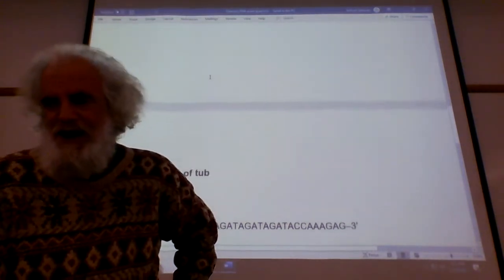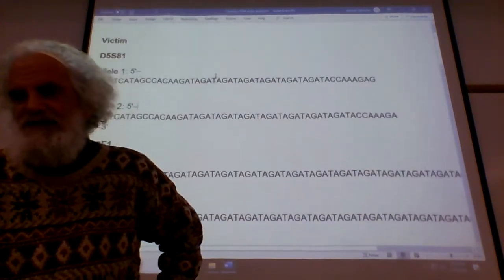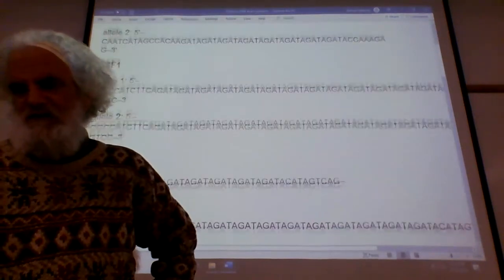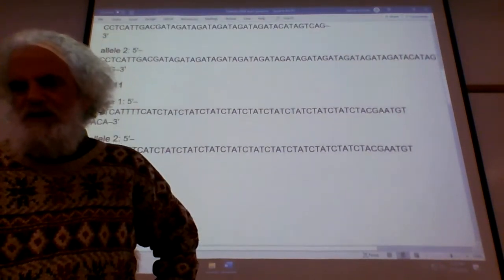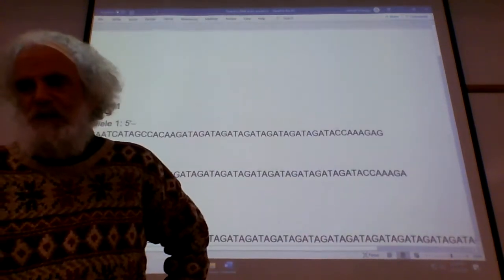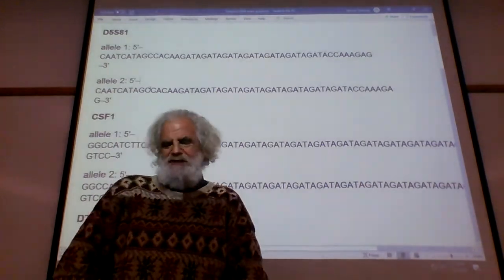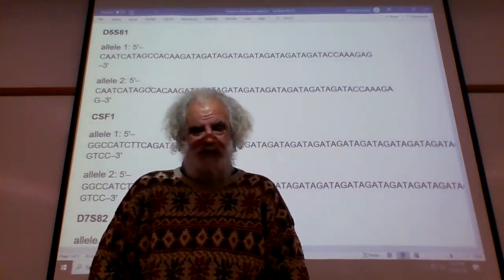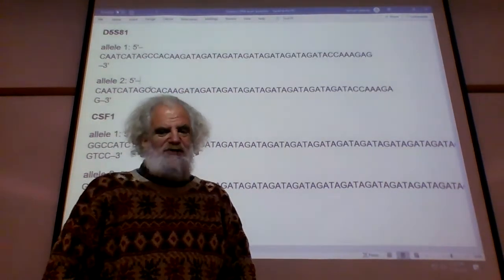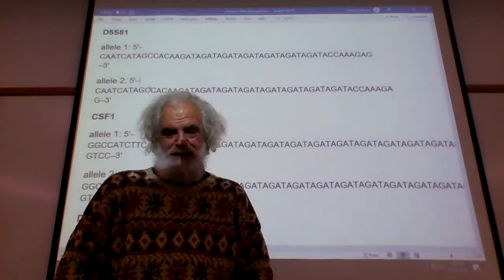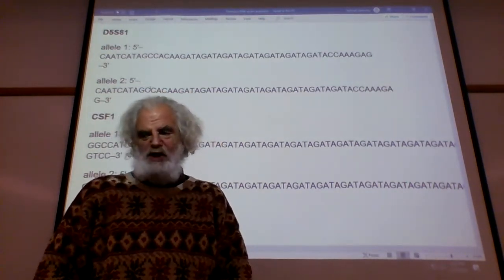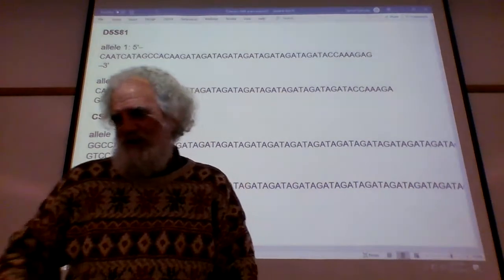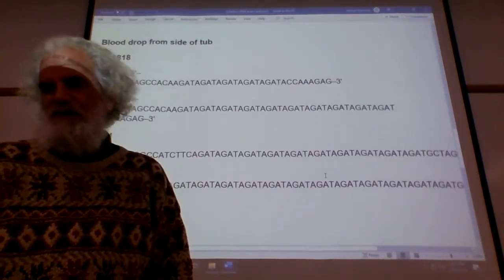So when you compare the repeat numbers of the different CODIS sites, so there's D5S81, the CSF1, D7S82, D8S11, you compare them, you look to see if they're identical numbers of repeat sequences. And just spoiler alert, they are not the same. So the next step would be to bring the boyfriend in and take a cheek swab and run a CODIS set on him. And I bet we're going to find that he matches the blood stain from the tub.